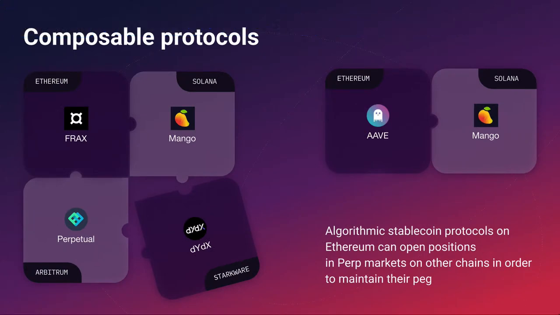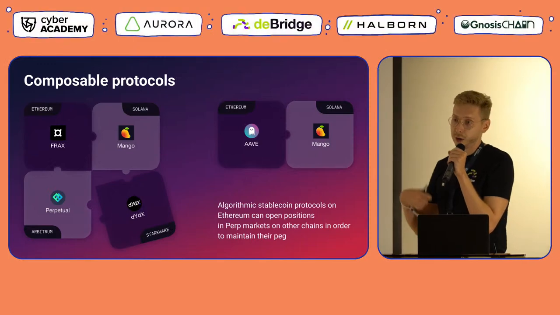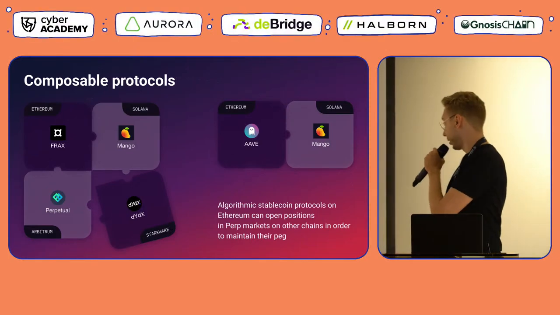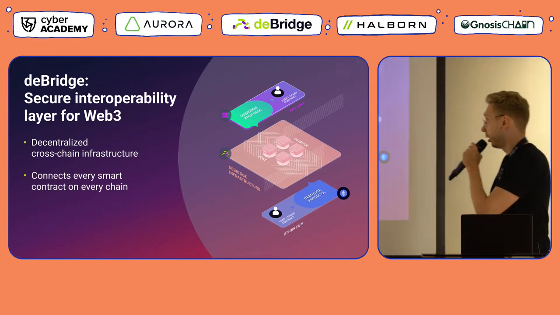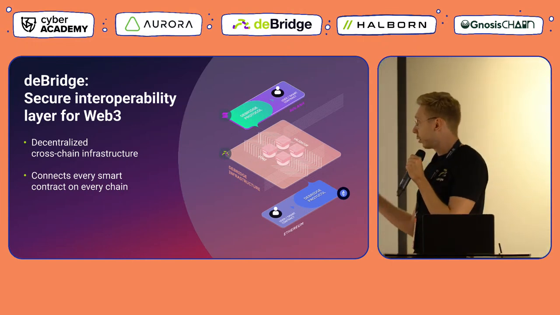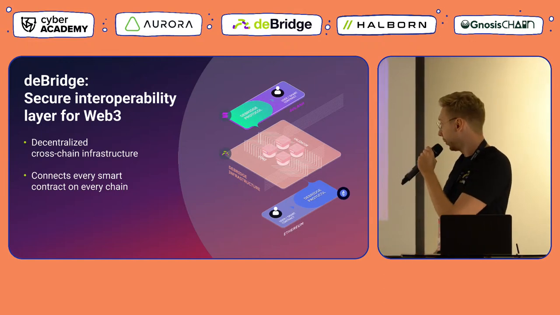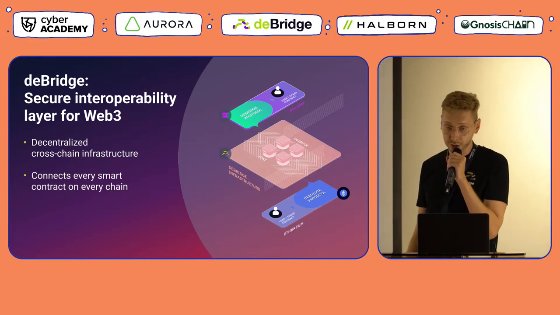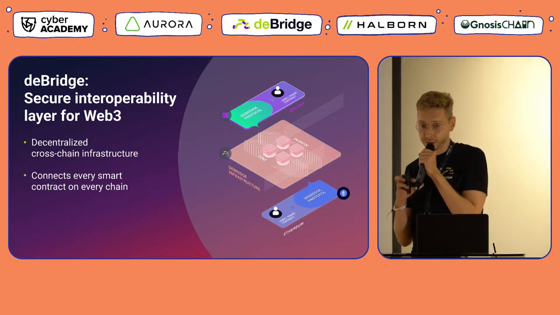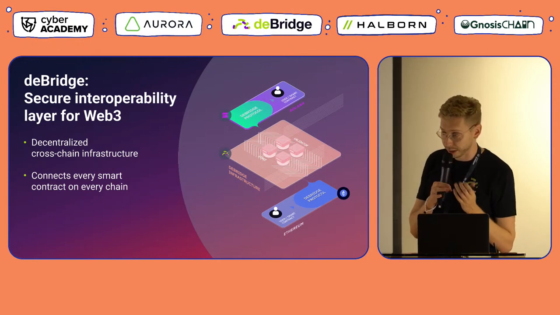This kind of DeFi primitive is what we will see in the near future. Right now people are still building within one specific ecosystem, but whenever you can combine smart contracts deployed in different chains, you can build way more interesting scenarios and primitives. And that's what we are building in deBridge. deBridge is a secure interoperability layer for Web3. It's a cross-chain generic messaging protocol and interoperability infrastructure that allows you to transfer arbitrary messages and liquidity in the same transaction.